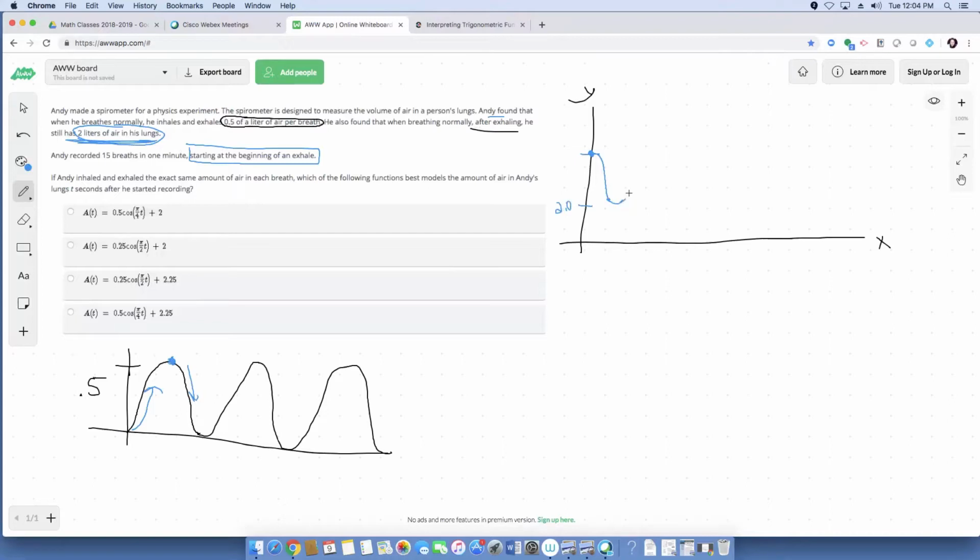And then he breathes in and there's 0.5, and then he breathes out. So this 0.5 doesn't change, but all it's telling us is that number one, when he breathes out, there's still 2 liters left. And number two, we start at the beginning of an exhale. Okay, and I'll tell you why that's important in a minute. So here's 2 liters. So if we have 0.5, this is 2.5. Let me know if anybody's curious or needs to know why this is 2.5 up here, this starting point.